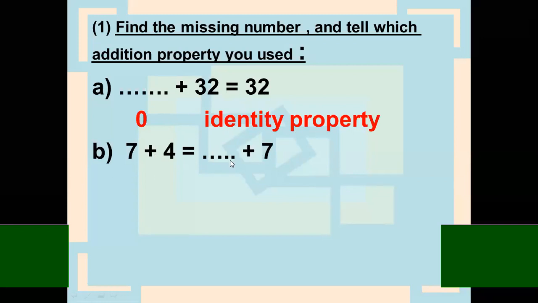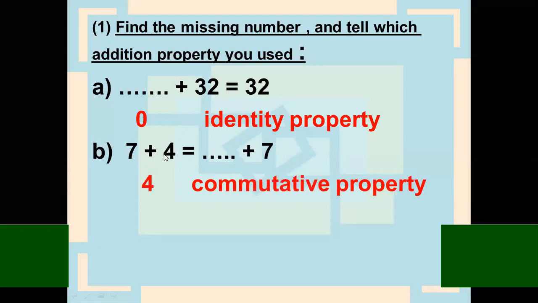Okay. The missing number here: 7 plus 4 equals 4 plus 7. We find it from the completed side. And the name of the property, because we change the order, is called the commutative property.